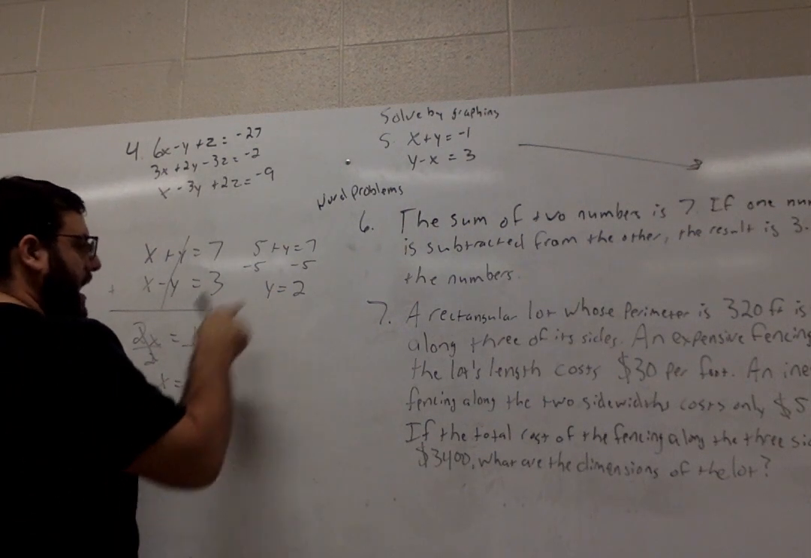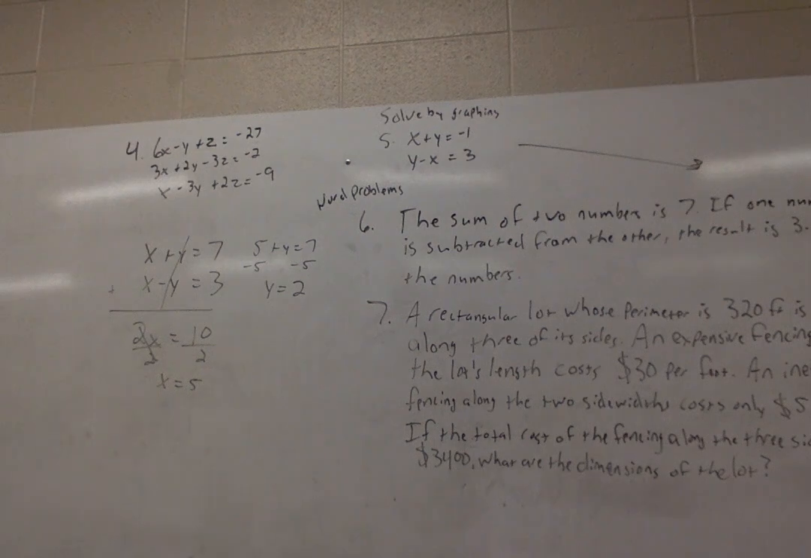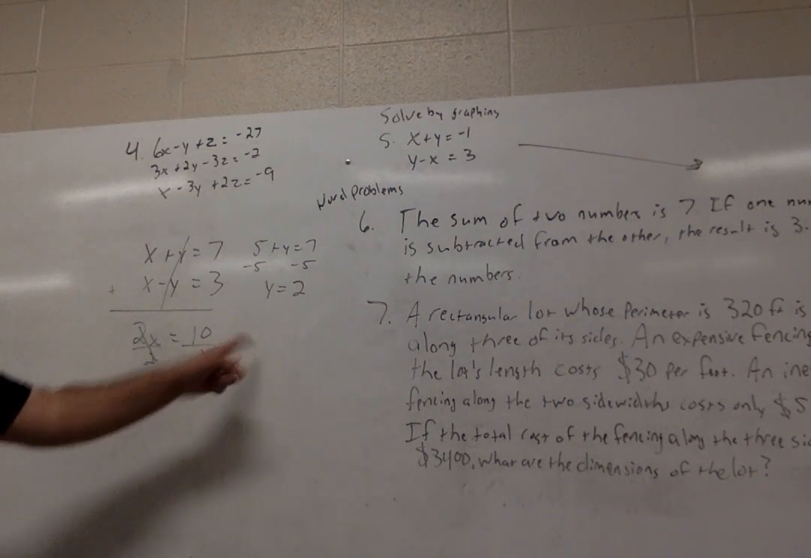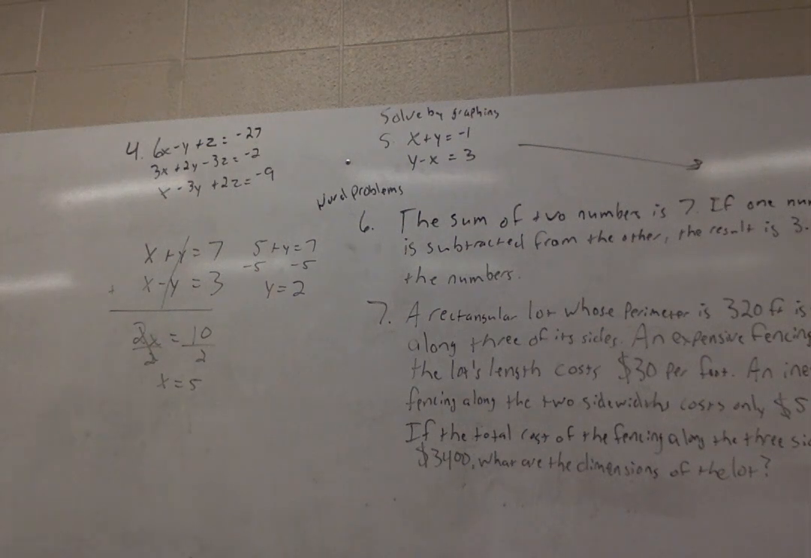So first number is 5. Second number is 2. There'll be a place for you to write that down. And if you want to check it, 5 plus 2 is 7. 5 minus 2 is 3. It's all good. It's all kosher. Okay.